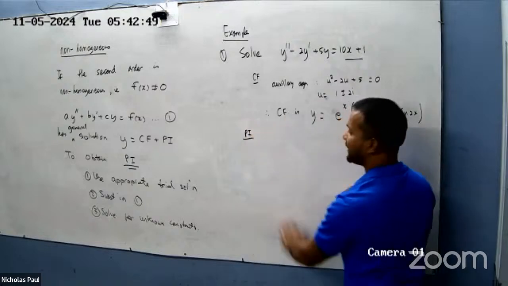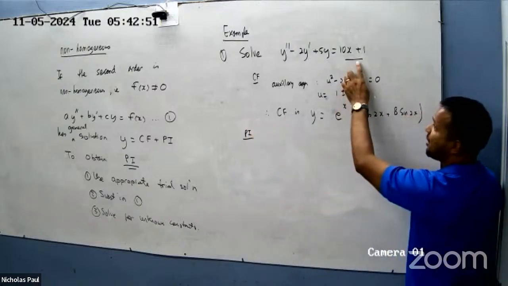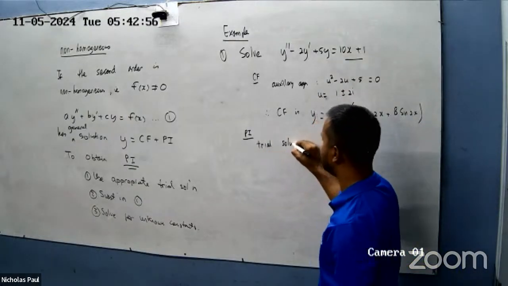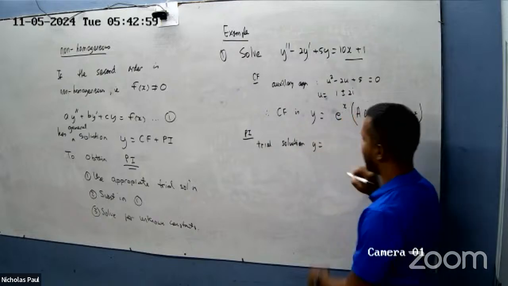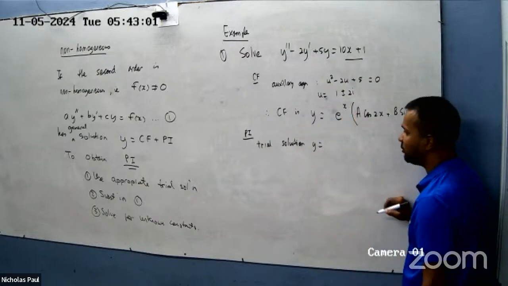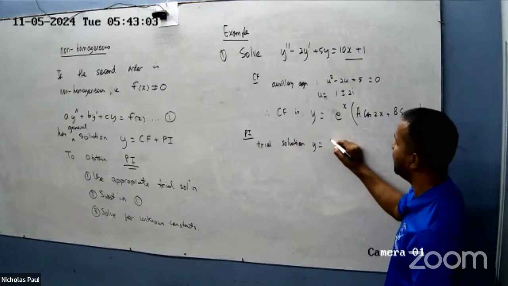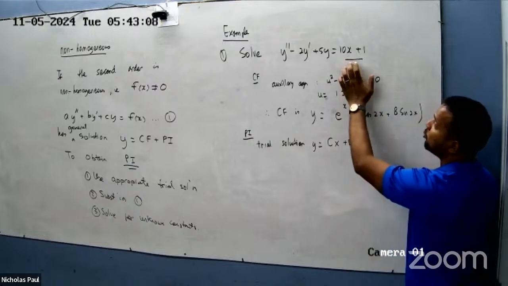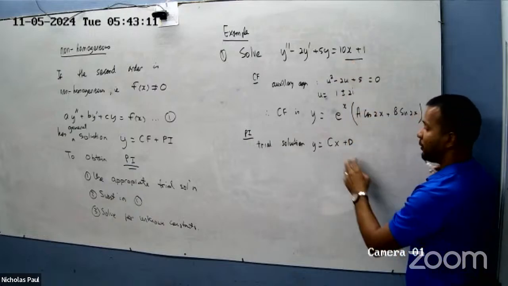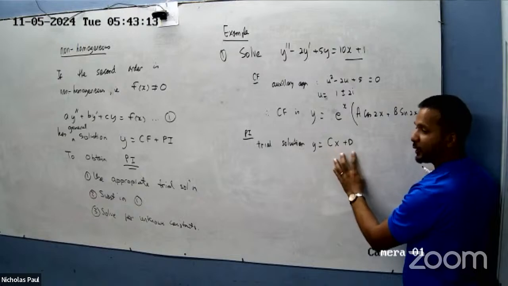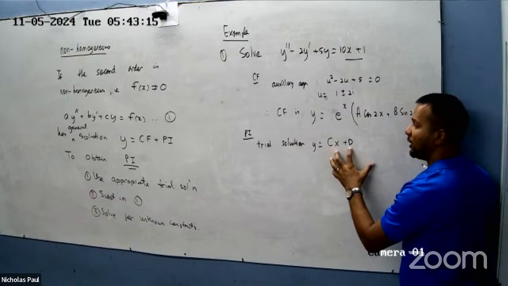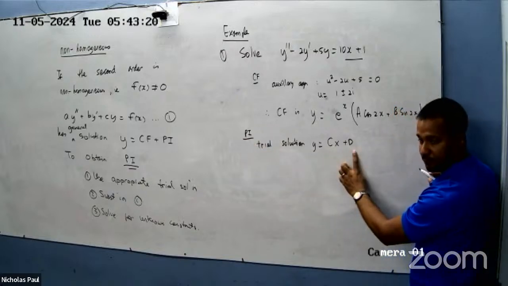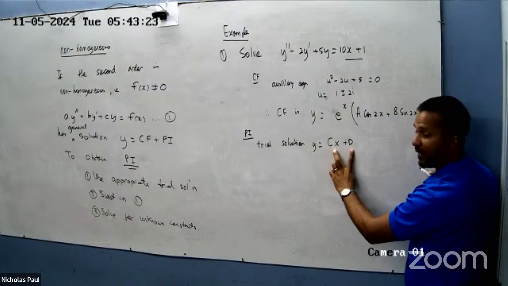Now to find the particular integral. Because we have a linear expression here, our trial solution for y, and again I will give you a table with all of these just now, we could call it cx plus d. It normally mirrors what you have here. So a trial solution for y is cx plus d. Our goal in finding the particular integral is to find c and d.